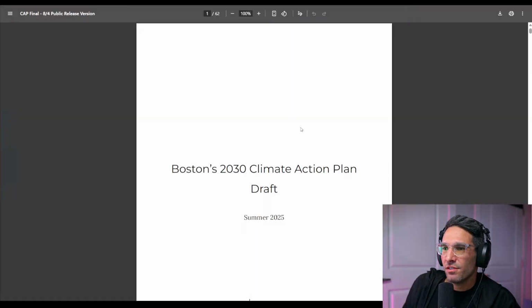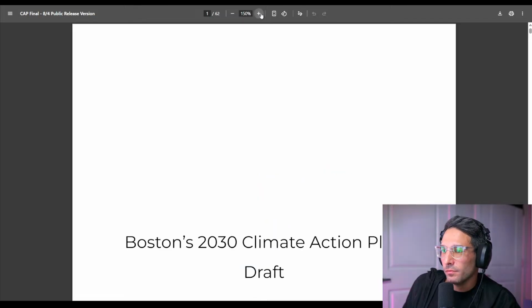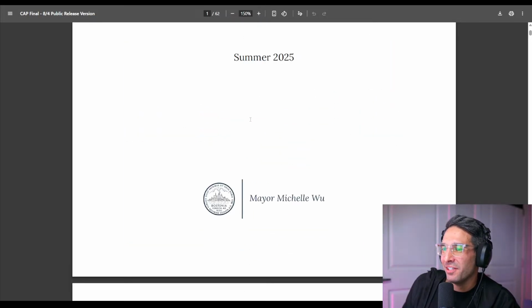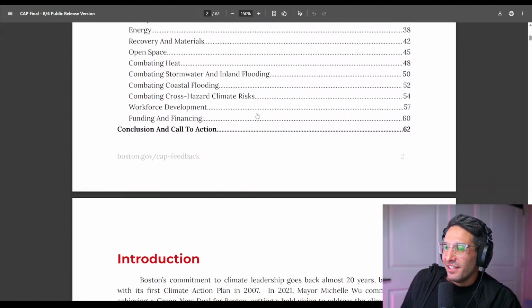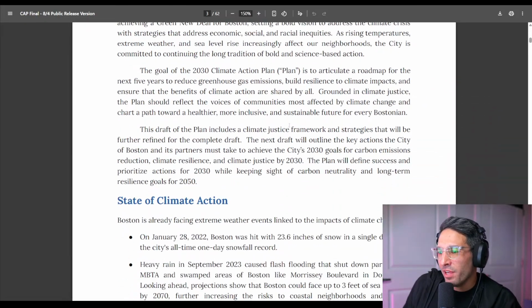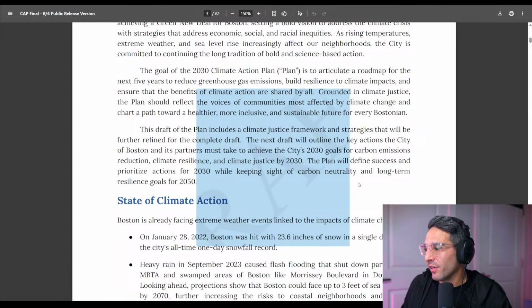Did you guys see this? I didn't cover this yet. Boston's 2030 Climate Action Plan draft. Oh. We make up 0.4% of carbon emissions in this state. 0.4. But we're trying to be a leader.